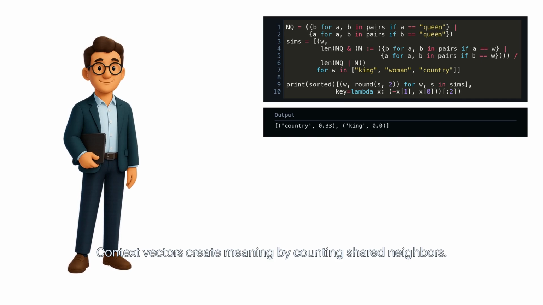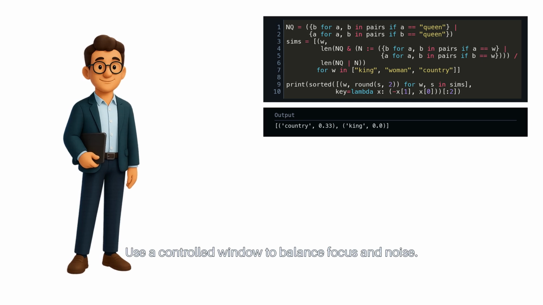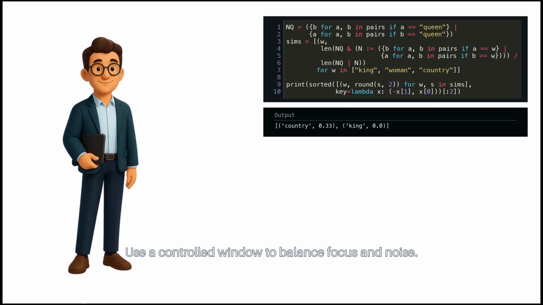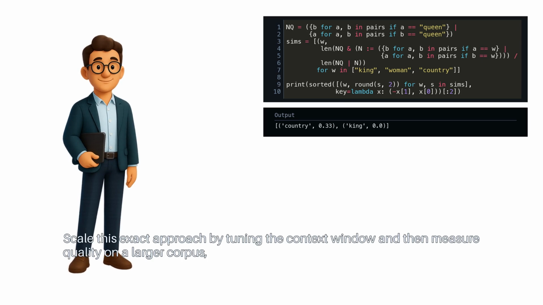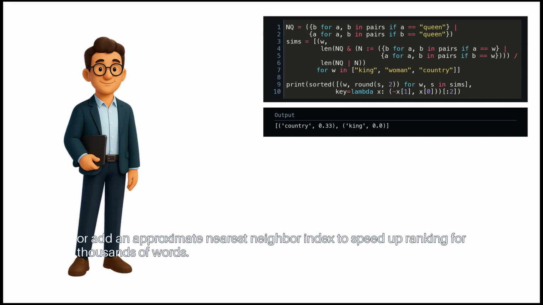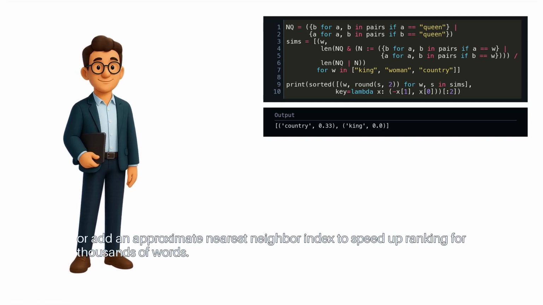Context vectors create meaning by counting shared neighbors. Use a controlled window to balance focus and noise. Next step: scale this exact approach by tuning the context window and then measure quality on a larger corpus. Or add an approximate nearest neighbor index to speed up ranking for thousands of words.